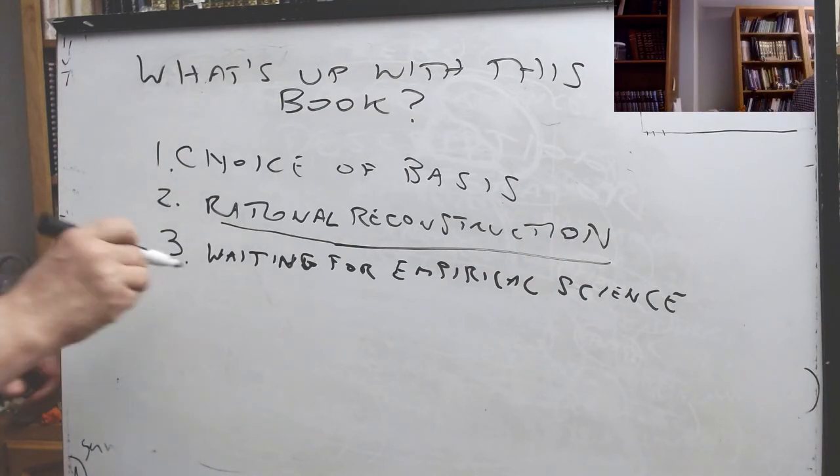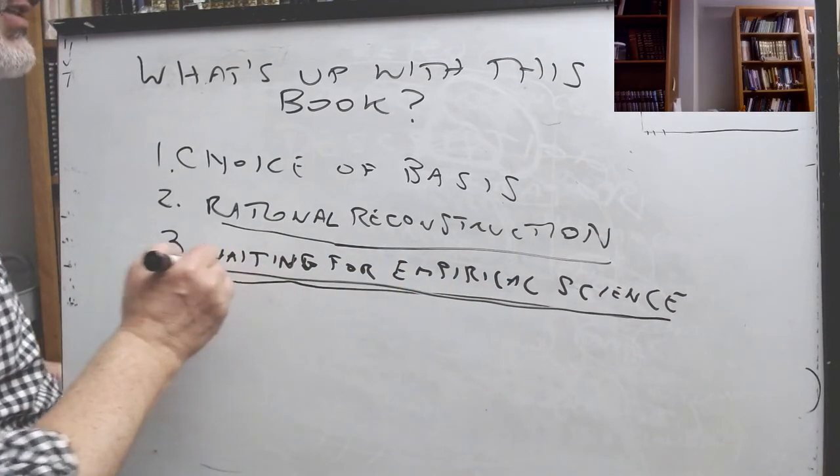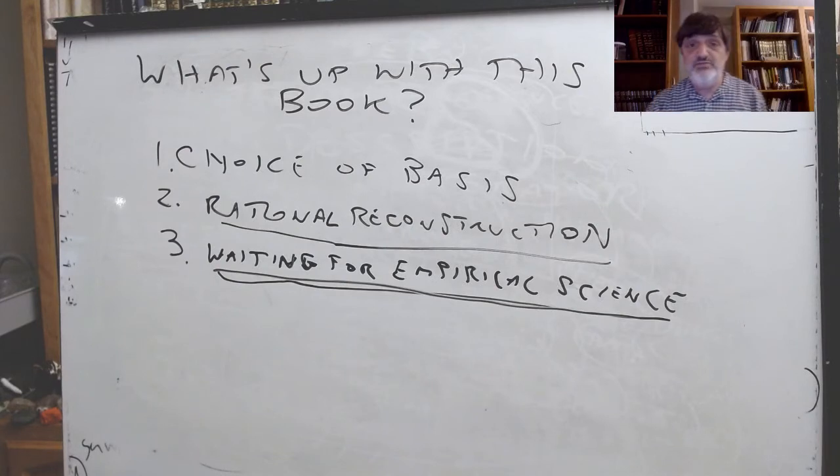And moreover, I think the fact that we're waiting for the results of empirical science to do this shows that we can't use this to police science. Suppose the scientist says something like, the halibut mates in the spring. And I say, oh yeah? Translate that into sentences about your own experience.